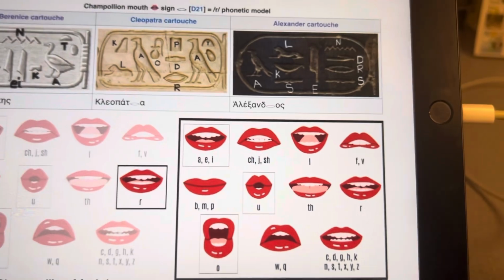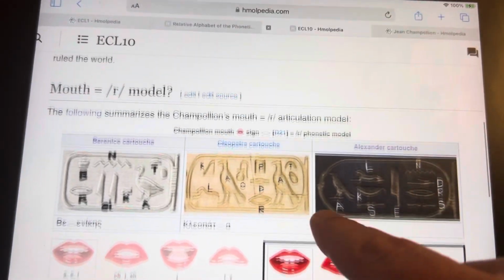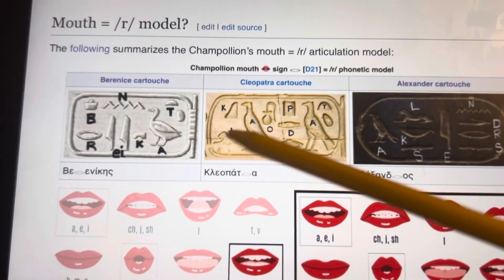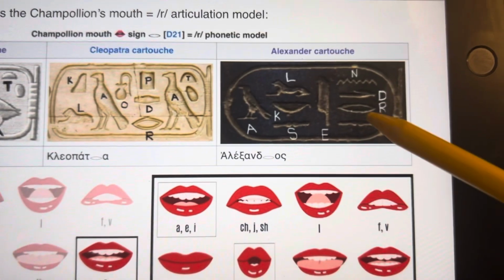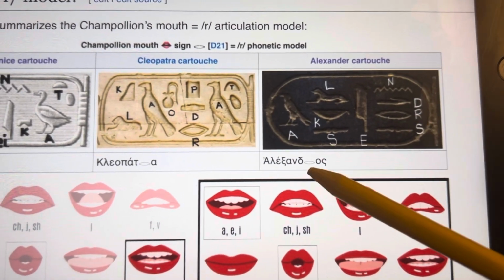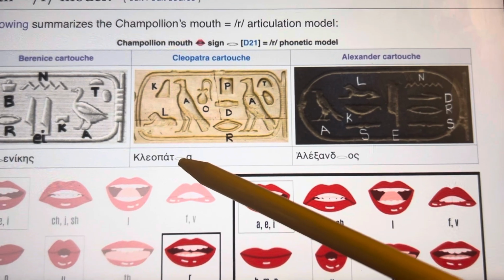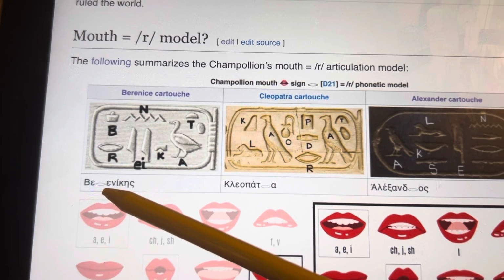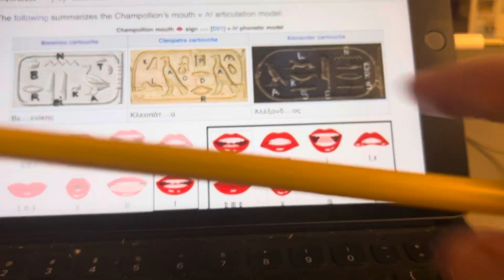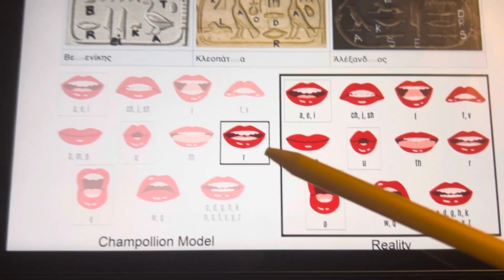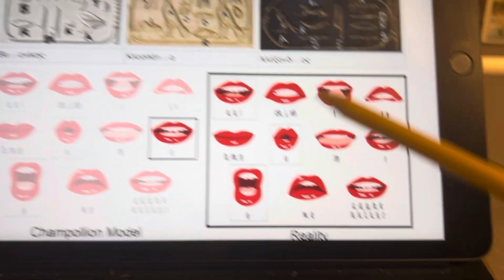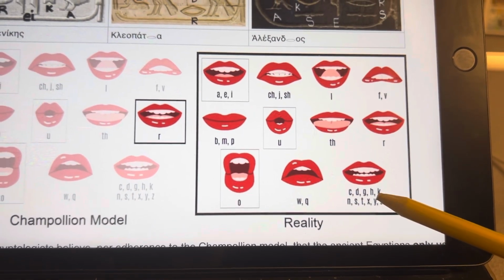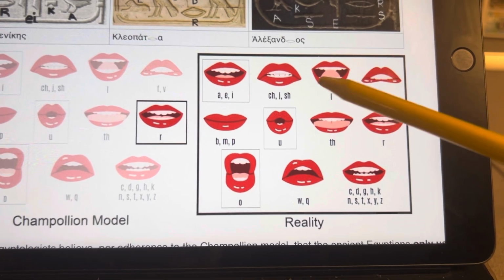And here we see an example where Champollion says that the mouth articulation, which he says comes from the R of Alexander, right here, the R of Cleopatra here, and the R of Berenice right here, made just the R articulation or phonetic to the Egyptians, whereas in reality, the mouth makes all of these phonetic sounds, including the vowels and the so-called mutes.